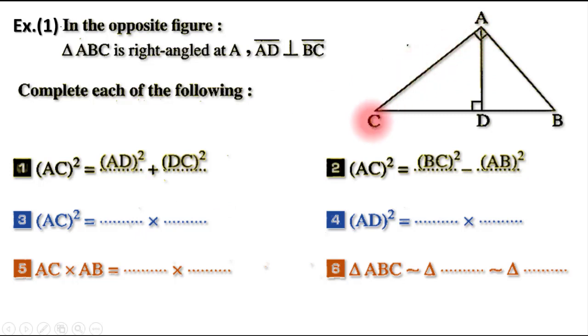Then AC power 2 will equal CD multiplying by CB. And AD power 2, by multiplication sign, will equal DB times DC. AC times AB will equal AD times DC. Triangle ABC is similar to triangle DBA, which is similar to triangle DAC.